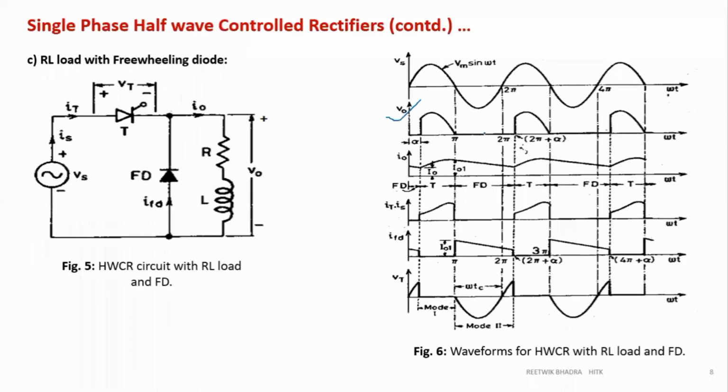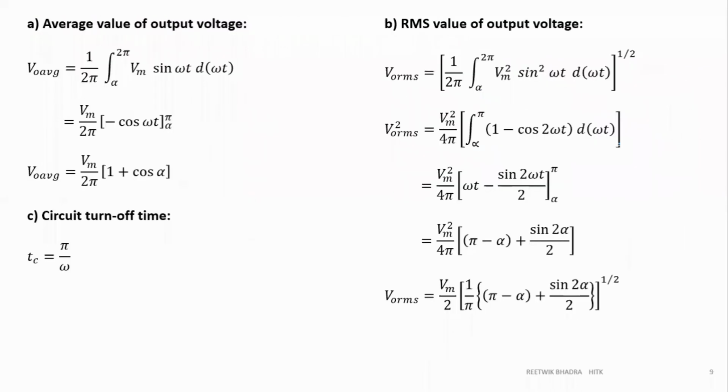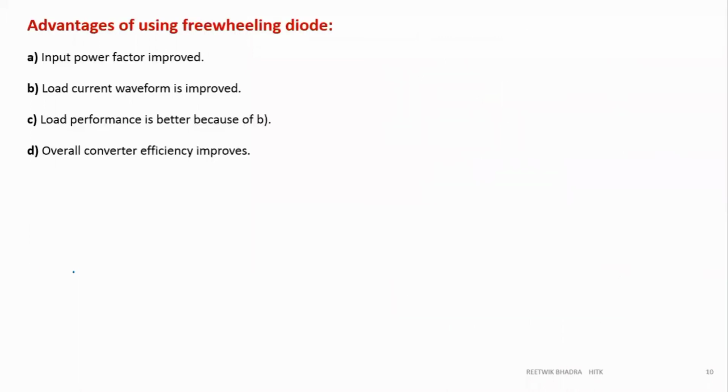Next, circuit turn-off time. You can understand this gap. 2 pi minus pi is how much? Pi. Pi is equal to omega Tc, so Tc is equal to pi by omega. That is the circuit turn-off time, the same as for R load. And the foremost important thing here is that the input power factor improves. We will see how the input power factor improves. There is a formula. Since your waveform is improving, your input power factor is bound to improve here.